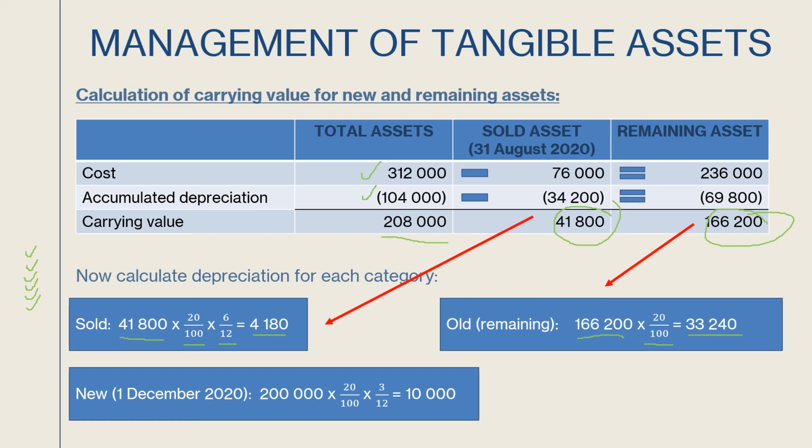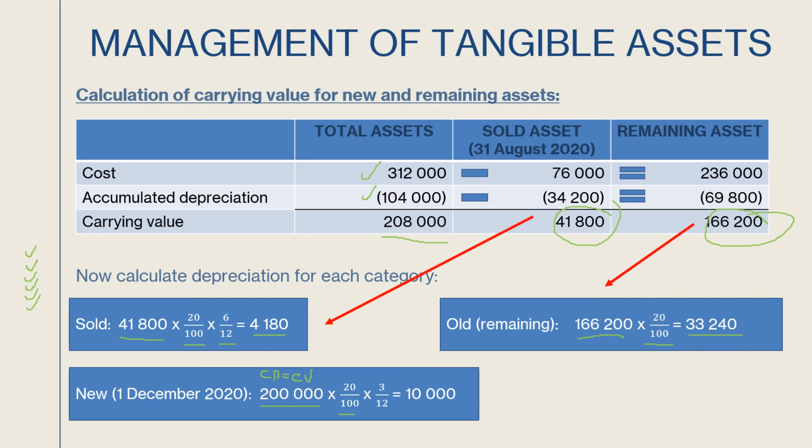But then they also told us that we bought a new vehicle on the 1st of December. Okay, the cost price of that vehicle is 200,000. We use the cost price for the new vehicle, because obviously we don't have accumulated depreciation for this one. So for your new vehicle, your carrying value and your cost price are exactly the same, because we haven't made provision for depreciation on this vehicle yet. It's brand spanking new and we haven't depreciated it at all.